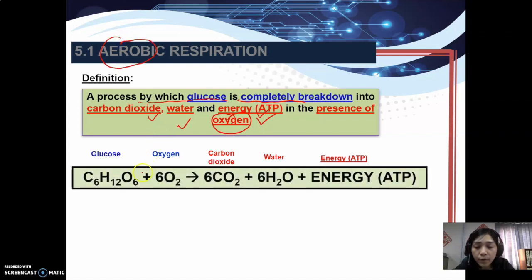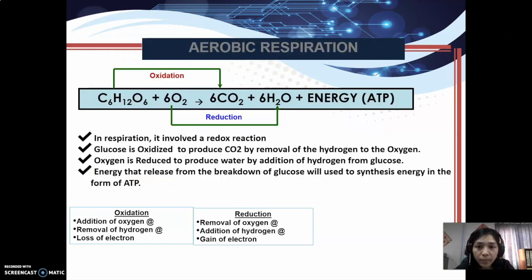The example of the reaction: glucose with the formula C6H12O6, in the presence of oxygen, because this is aerobic respiration, will be broken down into carbon dioxide, water, and also energy in the form of ATP. Cellular respiration is actually a kind of redox reaction. Redox reaction means it involves both the oxidation process and the reduction process at the same time.